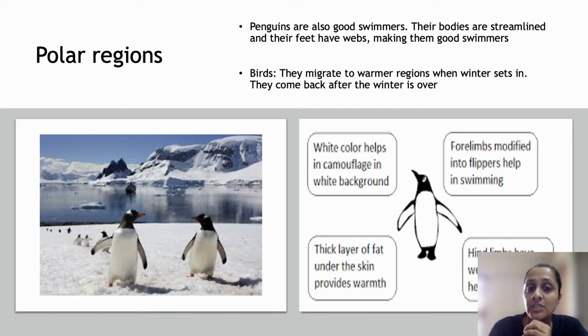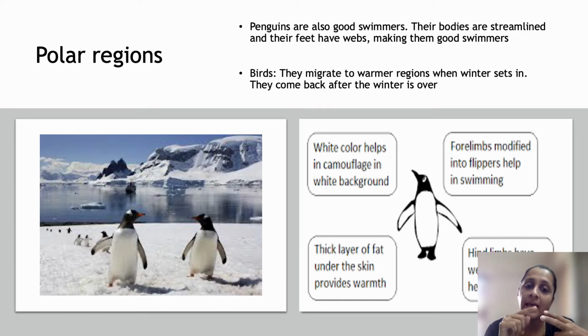Okay. Apart from that, the penguins are white colored, and they can camouflage in the white background. They have modified limbs, which are called flippers, and again, like the polar bear, they have a thick layer of fat under their skin. They don't have fur, but they have a thick layer of fat under their skin to keep themselves warm.